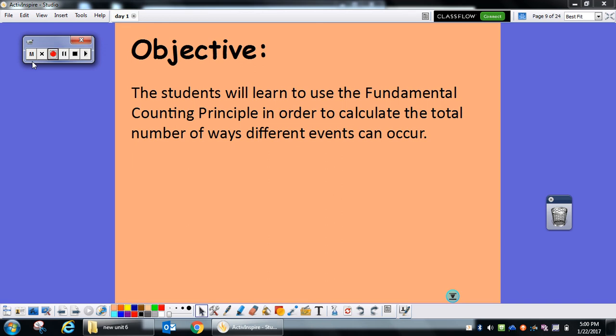Alright, today's objective is the students will learn to use the fundamental counting principle in order to calculate the total number of ways different events can occur. So again, you're using this thing called the fundamental counting principle in order to calculate the number of ways different events can occur.